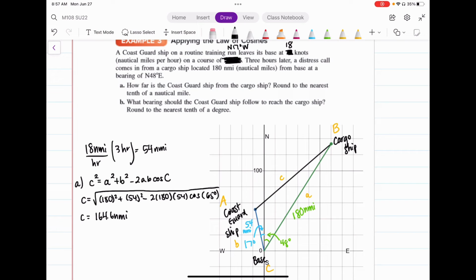The next thing that we're asked to calculate is the bearing that the Coast Guard ship needs to follow to reach the cargo ship. And so what I'm going to do here is add in an image where I've created a coordinate plane at the origin point of the Coast Guard ship so that we can calculate from the north-south line what the bearing is that we need to run.